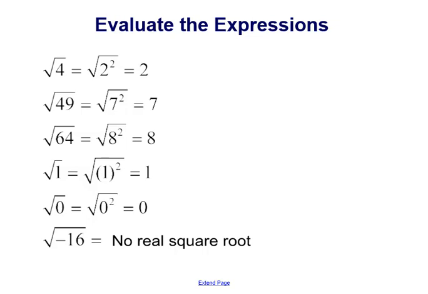So we have the square root of 4 is the square root of 2 squared, which is 2. The square root of 49 is the square root of 7 squared, which is 7. The square root of 64 is the square root of 8 squared, which is 8. The square root of 1 is equal to the square root of 1 squared, which is equal to 1. The square root of 0, now we haven't seen this yet, but think, 0 times 0 is still 0. 0 squared is equal to 0. So you can take the square root of 0. The square root of 0 is equal to 0. But that last problem should have stood out from the rest. The square root of negative 16 has no real square root. Again, that negative sign is inside the square root, and that's not okay. There is no real square root for that answer.